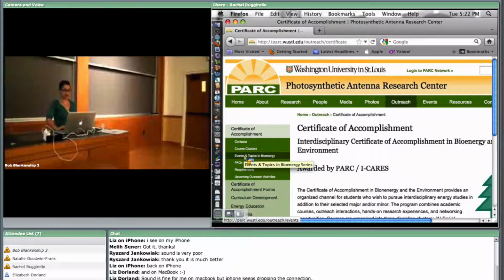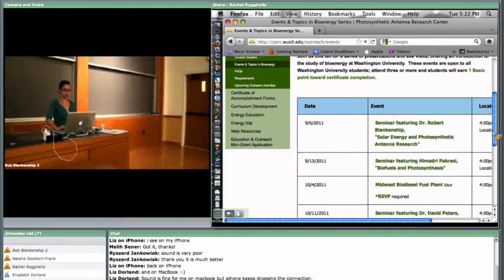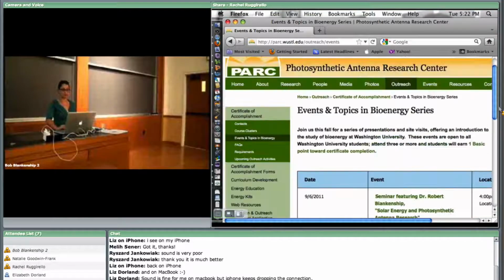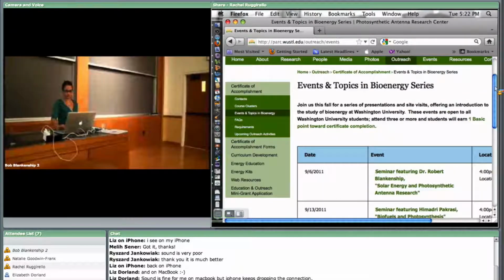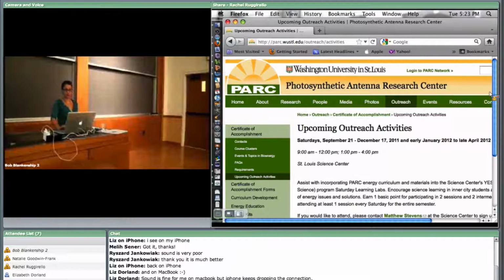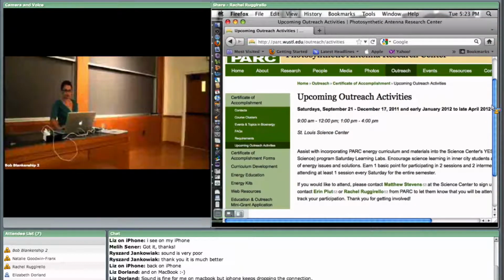And this is also where the events and topics information is, and where you would RSVP for the site visits, and also where really all of the education and outreach information will be. What did you say? On the upcoming outreach activity. Where is it? Oh, right here. Here's the upcoming outreach activities. Yes, 9 to 12, 1 to 4.